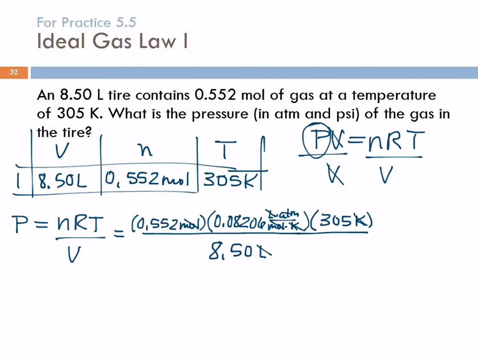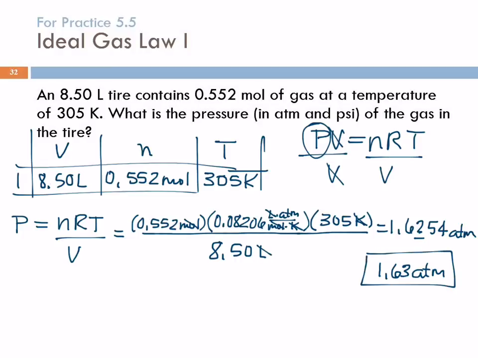0.552 times 0.08206 times 305 divided by 8.50. And with three significant figures, 1.6254 atmospheres. I didn't round it there because I still have something else I have to calculate. But one of the answers is 1.63 atmospheres. That's one answer. Any questions about that?